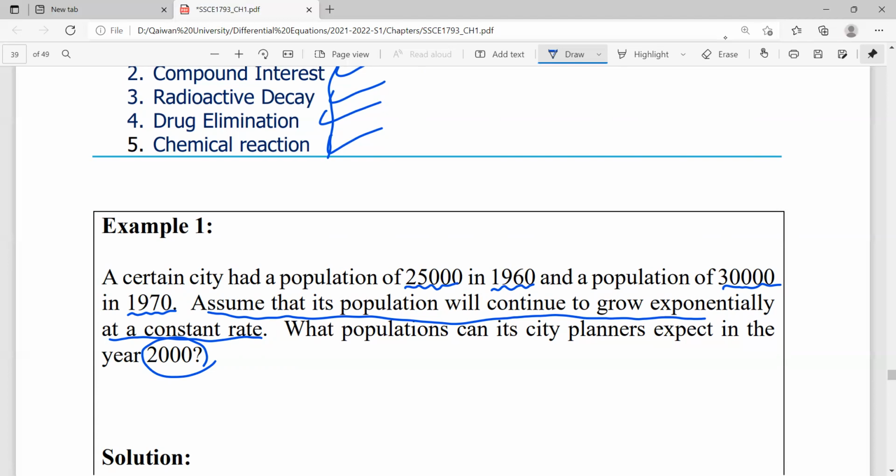We say x is the number of population. We say x of 0 is what? Because our problem is starting from 1960, we let 1960 be the starting time, and the start time is 0. So what's the population at 0? 0 means 1960. It is 25,000.